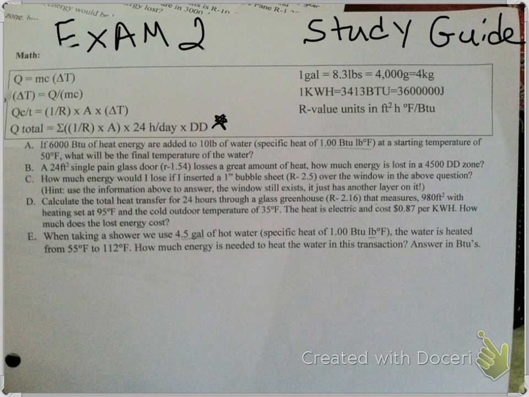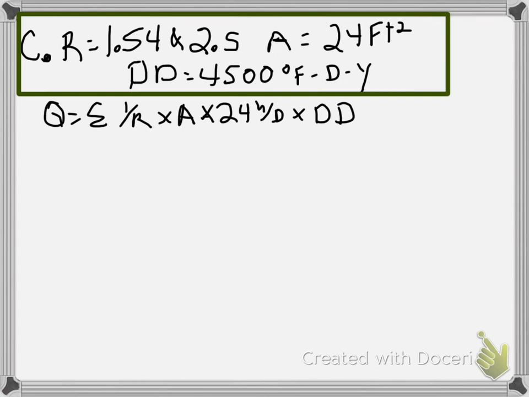Alright, so problem C is an extension onto B. How much energy would I lose if I inserted a 1-inch bubble sheet with an R value of 2.5 over the window in the above question? So everything still exists, and I give you a little hint there. So for question C, I've got two pieces to my window, because I'm still going to have the window frame, and then I'm placing a bubble sheet on top. So I'm going to have to sum, that's what the sum symbol is, the two R values together for my 24-foot square area.